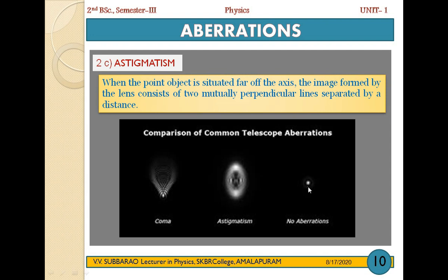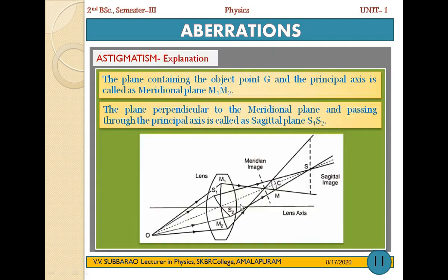If the point object is placed slightly off the axis, we will get a comet like image, and this defect is called coma. But if the point object is placed far off the axis, then we will get an oval like image, and this defect is called astigmatism. Astigmatism can be explained by considering two important planes.